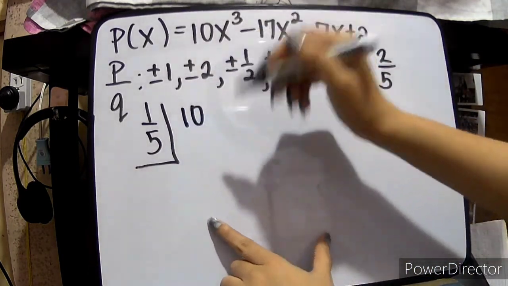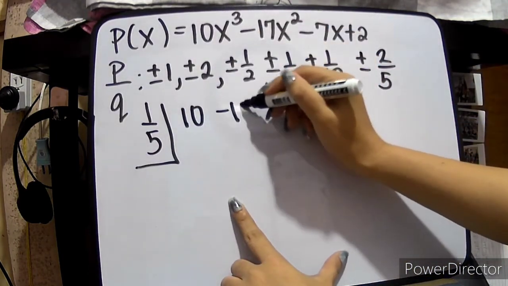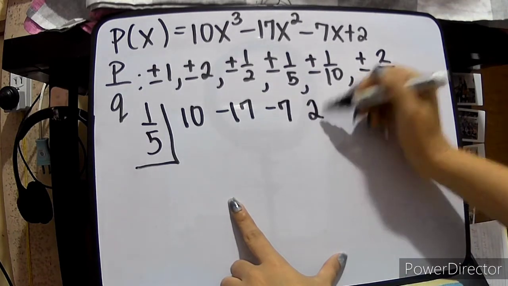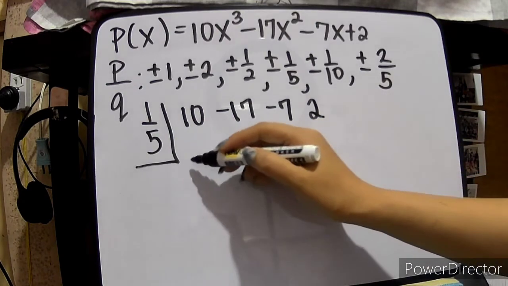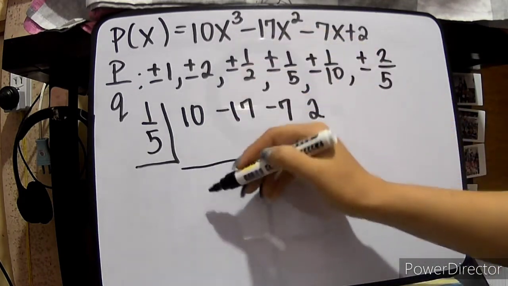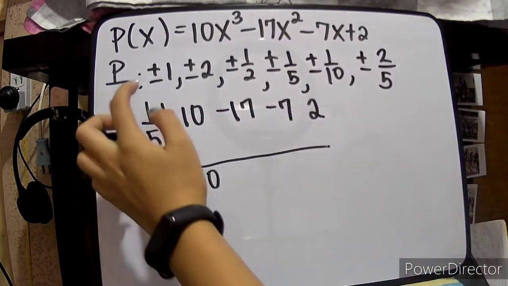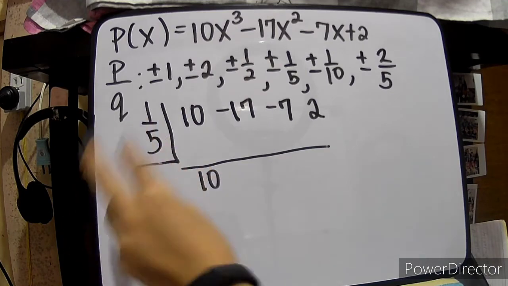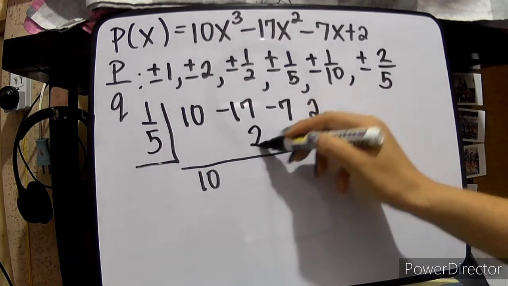So, 10 yung numerical coefficient. Second degree ay negative 17. First degree is negative 7. And 0 degree or our constant is 2. Okay, again, bring down. And then, pag fraction, again, remember, pwedeng divide muna and then times. So, 10 divide 5 is 2 times 1 will give us 2.